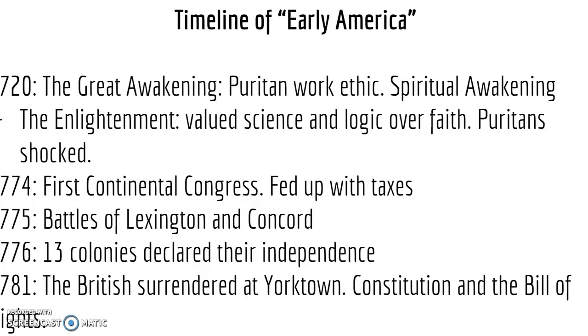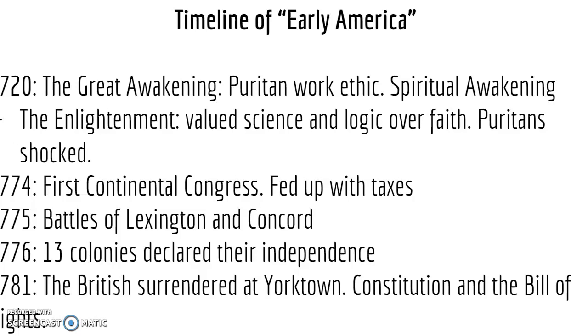1774, First Continental Congress. A lot of people are starting to get frustrated with Britain at this point, and they kind of want to separate and become their own. 1775, Battles of Lexington and Concord. 1776, 13 colonies declared their independence. And then 1781, the British surrendered at Yorktown, and we have the Constitution and the Bill of Rights.